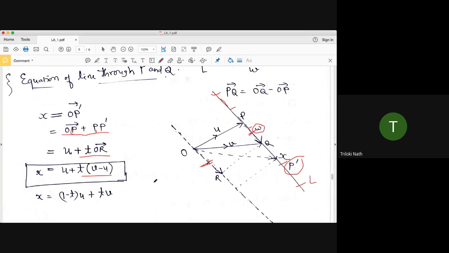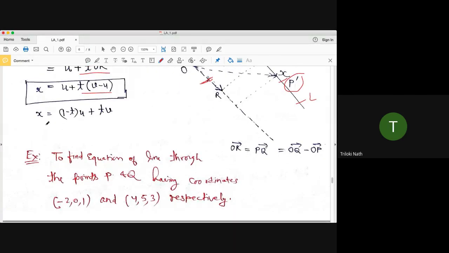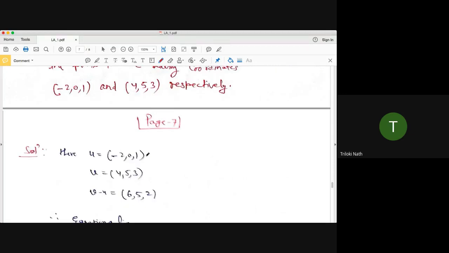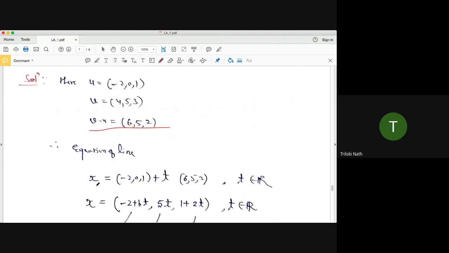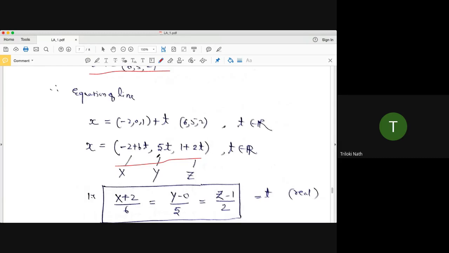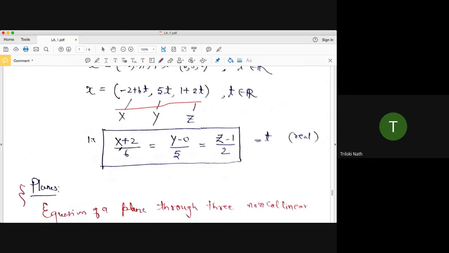यहाँ. ओके फाइन. So therefore this is the equation. Now this is the illustration. You can find an equation of the line passing through the points P and Q having coordinates minus 2, 0, 1 and 4, 5, 3 respectively. So here U is minus 2, 0, 1 and V is this. So what is V minus U? Just subtract. Then the equation of line is x is equal to U plus T times V minus U. So this is the x coordinate, this is the y coordinate, this is the z coordinate. Simplifying this, you have this equation. This is the usual equation of a line you might have encountered in your intermediate classes, 11th or 12th, in 3 dimensions, right?